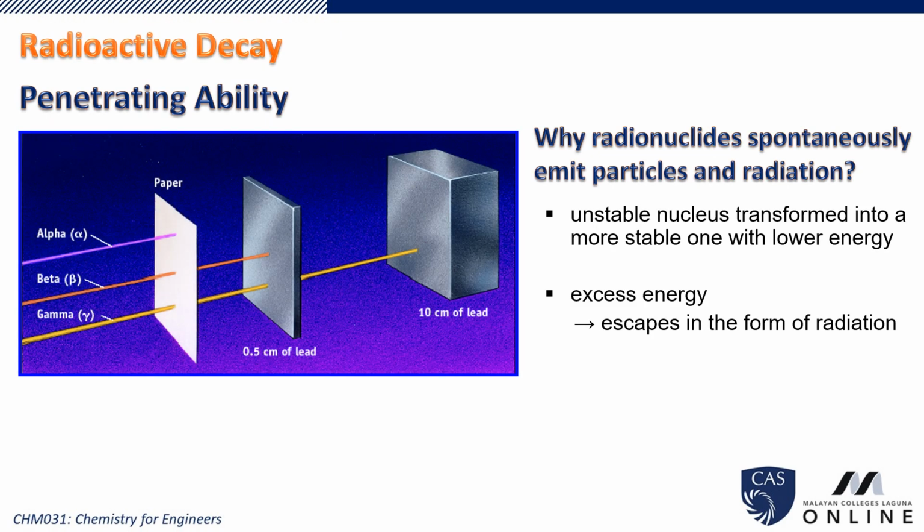Now, let's answer the question, why does decay occur? Radioactive decay occurs because of unstable nuclei. Protons repel each other, while neutrons help stabilize the nucleus. If the ratio is not optimal, the nucleus undergoes a nuclear reaction to reach stability.